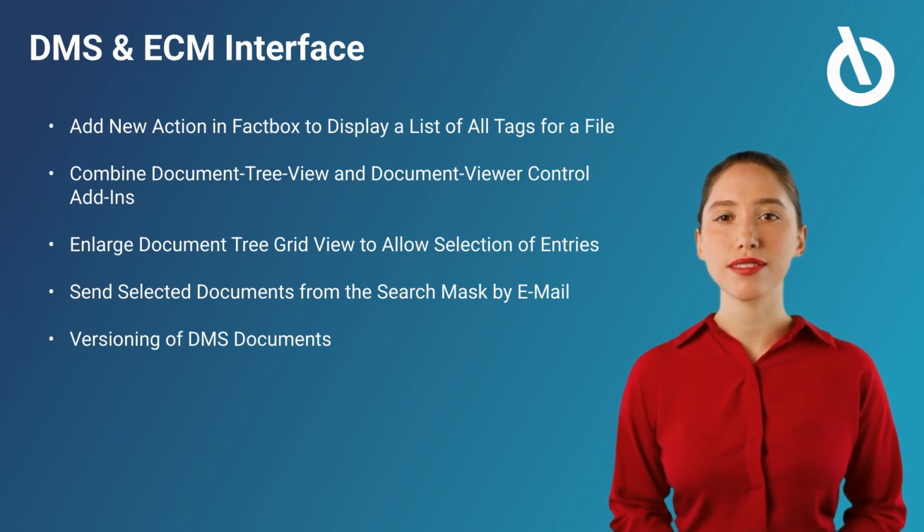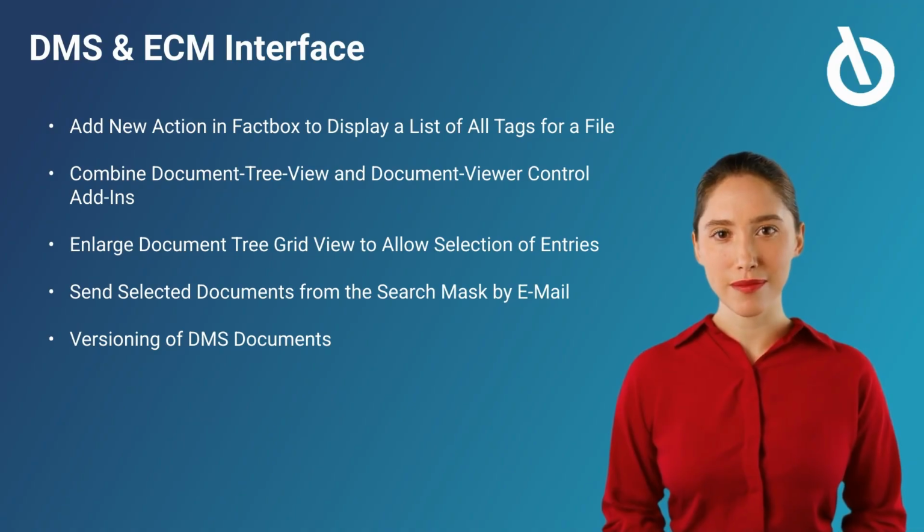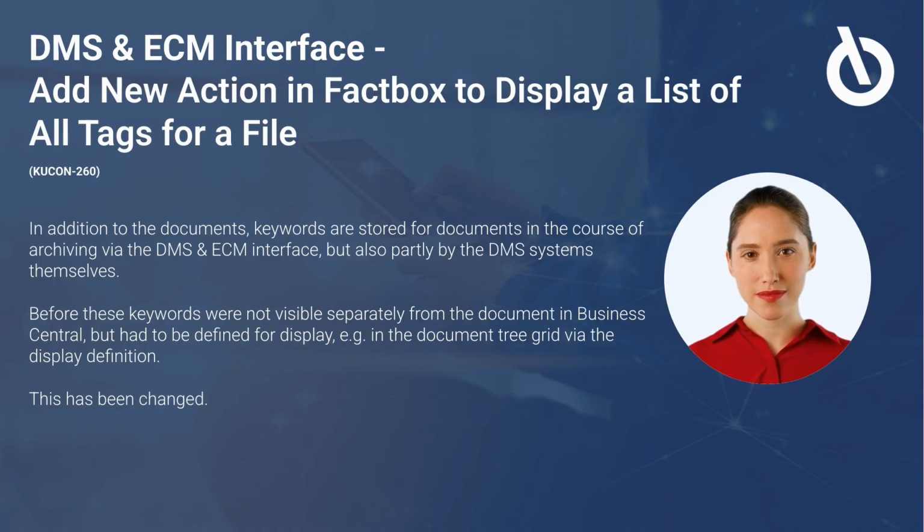Let's go on with quite some DMS and ECM features worth looking at. Add new action in fact box to display a list of all tags for a file. In addition to the documents themselves, keywords are stored for the documents in the course of archiving via the DMS and ECM interface, but also partly by the DMS systems themselves. Previously, these additional data were not visible separately from the document in Business Central, but had to be defined for display, for example, in the document tree grid via the display definition. This has been changed with the current release.